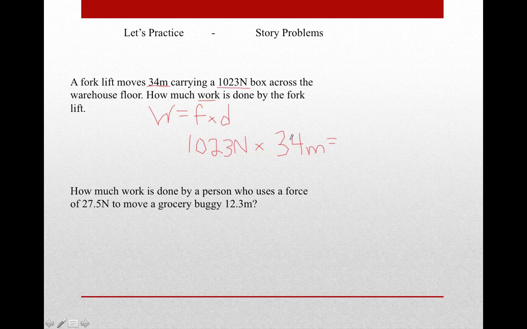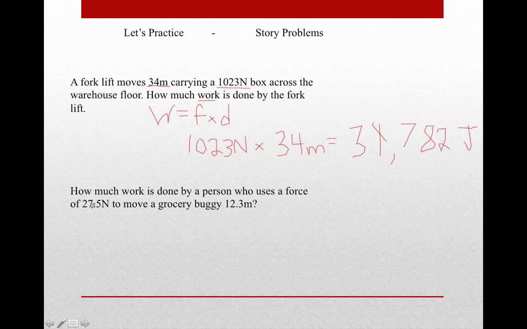1,023 newtons times 34 meters equals, big number, 34,782. Most importantly, the units, joules. That's big work. That's a lot of work, but that's about right. 34,782 joules of work for a forklift to move a 1,023 Newton box across the floor.